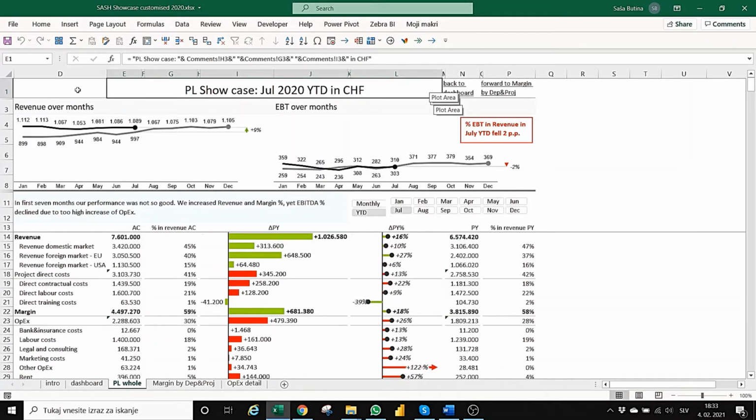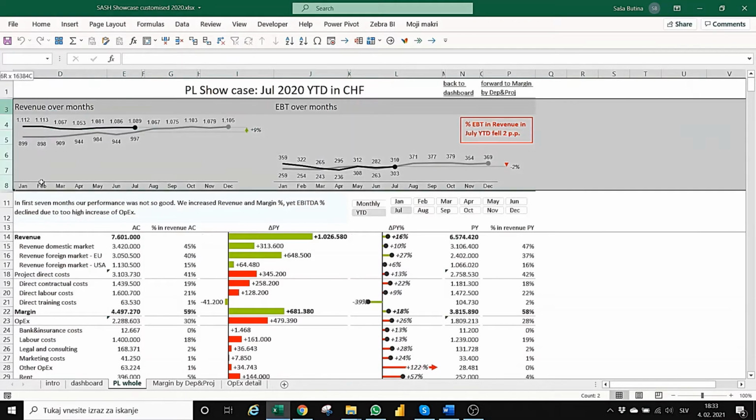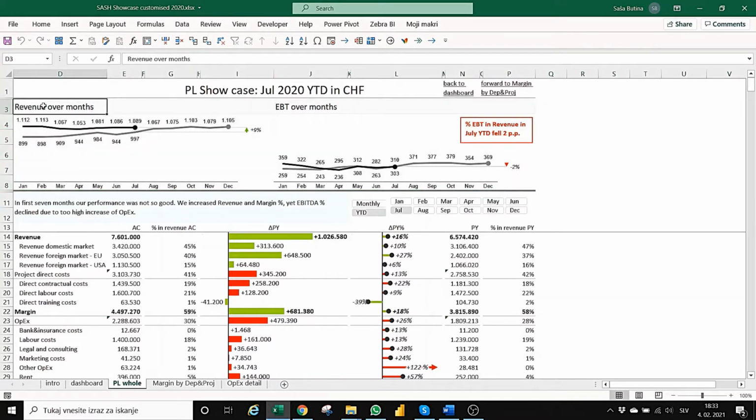First, here we have an overview of revenue and EBT over months, this and previous year, so we instantly see what is happening over time. We can see, for example, that revenue this year has been higher than last year all the time, which is not the case with EBT. That implies that our efficiency fell, and this is why here we have one extra red comment as a warning.